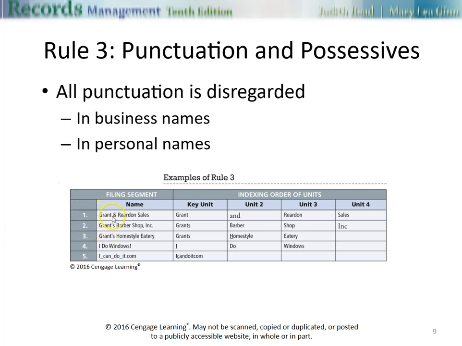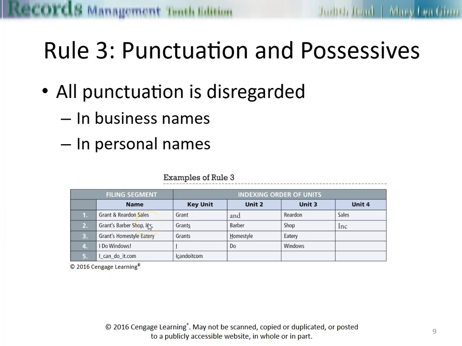So of course for number 1, from that previous rule I said that all symbols need to be spelled out. So this is Grant and Reardon Sales. But for number 2, notice that we have a possessive or that apostrophe in Grants. We also have a comma after shop and then a period after the shortened word of incorporated.